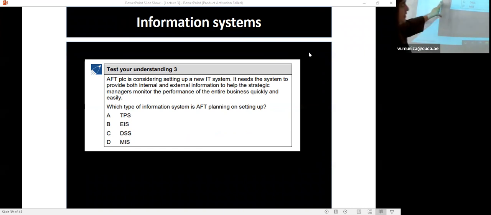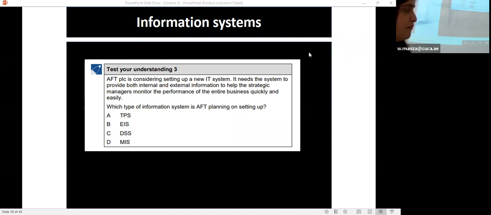Okay. Test your understanding number 3. What type of information system is AFT planning on setting up? AFT is a company which is planning to set up an information system. As per the scenario, AFT PLC, a public limited company, is considering setting up a new IT system. It needs the system to provide both internal and external information to help strategic managers monitor the performance of the entire business quickly and easily.